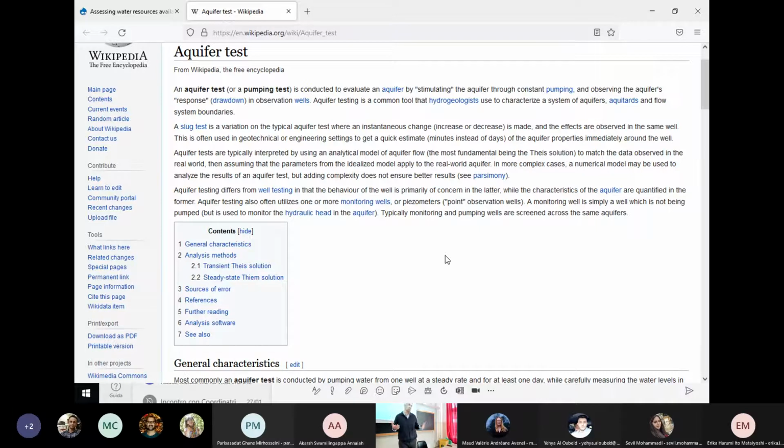Another good sign is you pump, you get a decrease of the water level of 10 meters, you stop pumping and you measure the recovery time. If the water level recovers quickly, this is another good indication. It means that the aquifer is resilient. It can react to the shock.